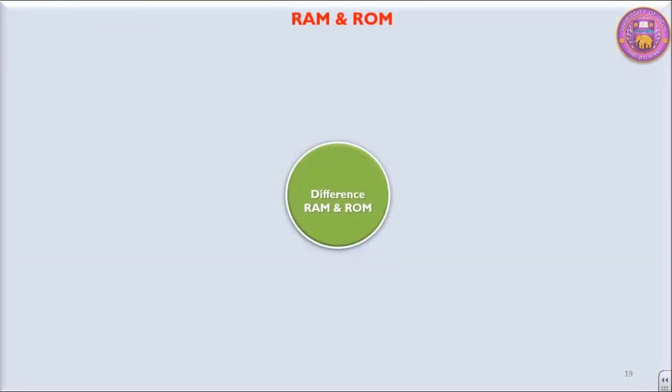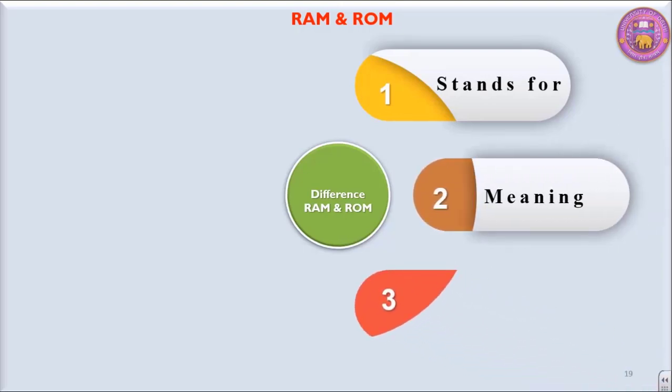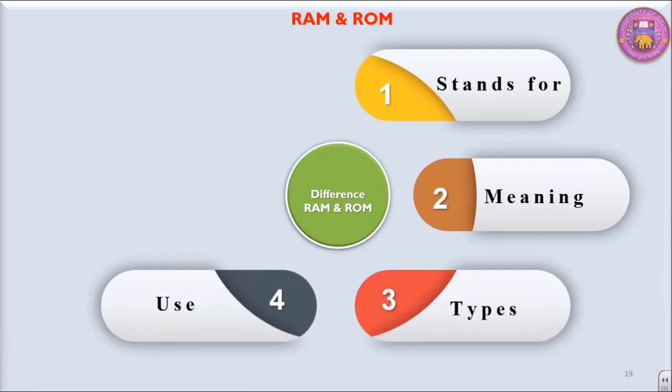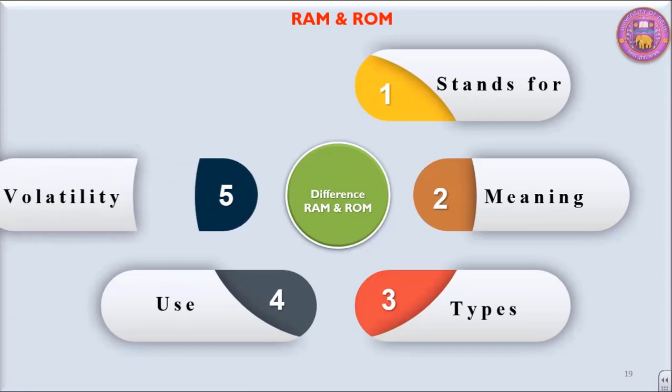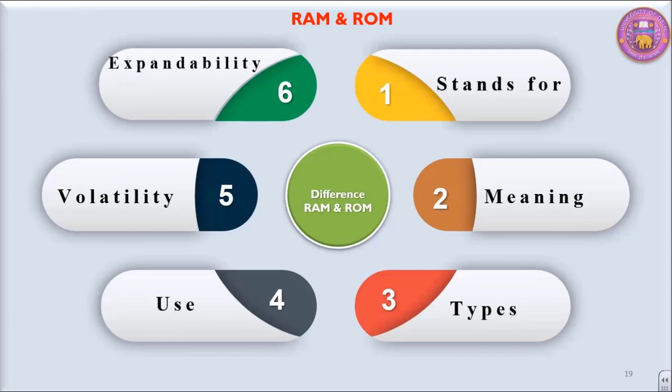Now look at these points in summary form. We made a distinction between RAM and ROM on the basis of stands for, on the basis of meaning, on the basis of types, on the basis of use, on the basis of volatility, and last on the basis of expandability. So on these six different points we made a distinction between two components of primary memory, that is RAM and ROM.